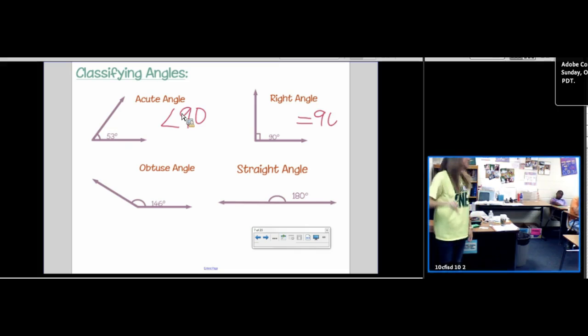Exactly 90. Nothing else is ever exactly 90. What about an obtuse angle? Greater than 90, but less than 180. John, you got this. And then a straight angle?